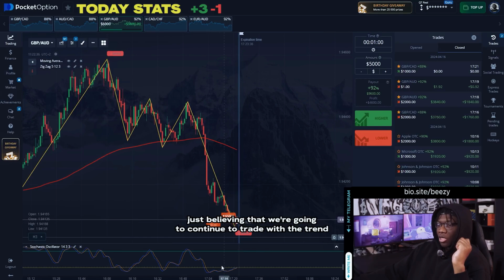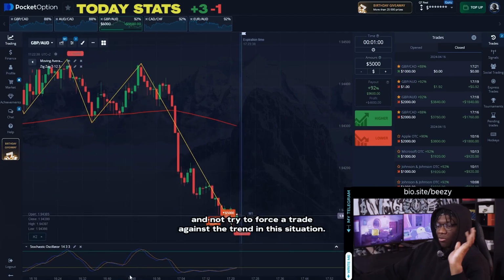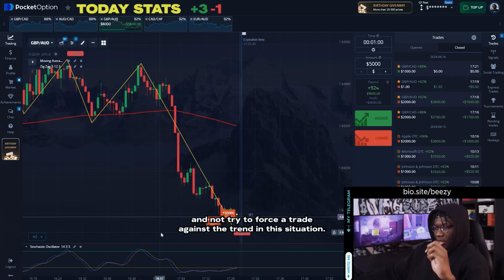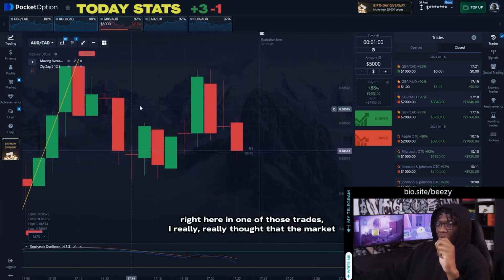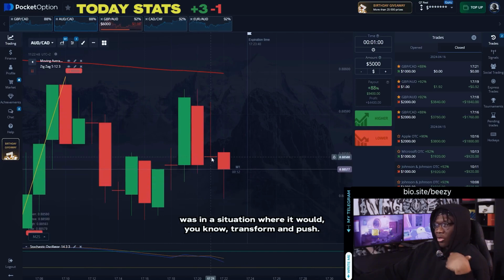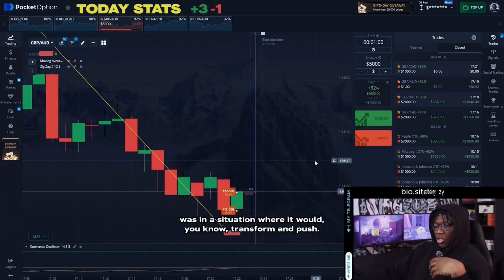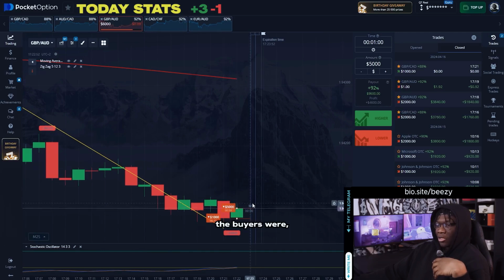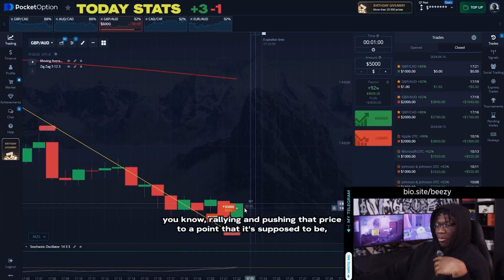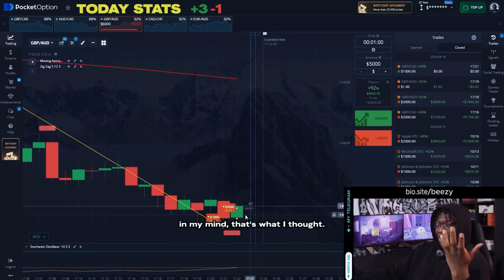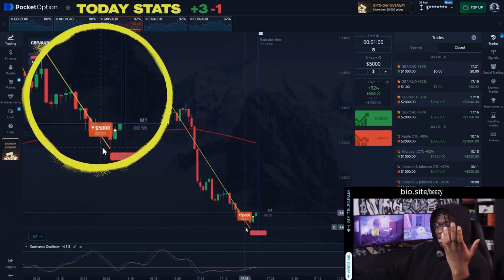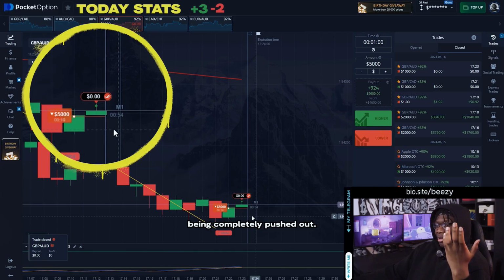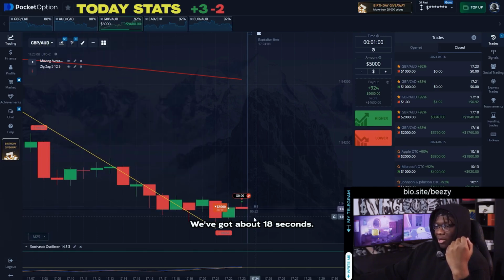Just believing that we're gonna continue to trade with the trend and not try to force a trade against the trend in this situation, because even though right here in one of those trades, I really thought that the market was in a situation where it would transform and push. The buyers were rallying and pushing that price to a point that it's supposed to be. In my mind, that's what I thought. And as you can see now, the sellers are completely pushed out, and we lost another 1,000. We've got about 18 seconds.